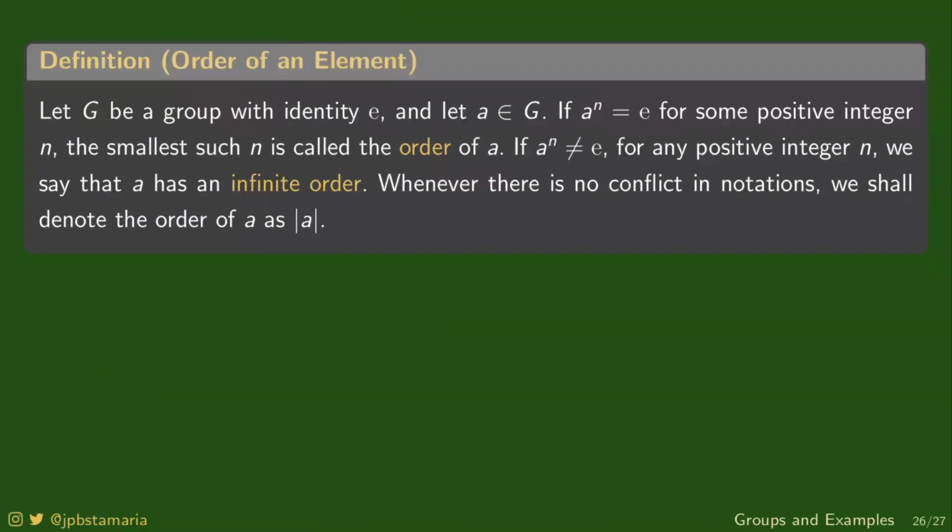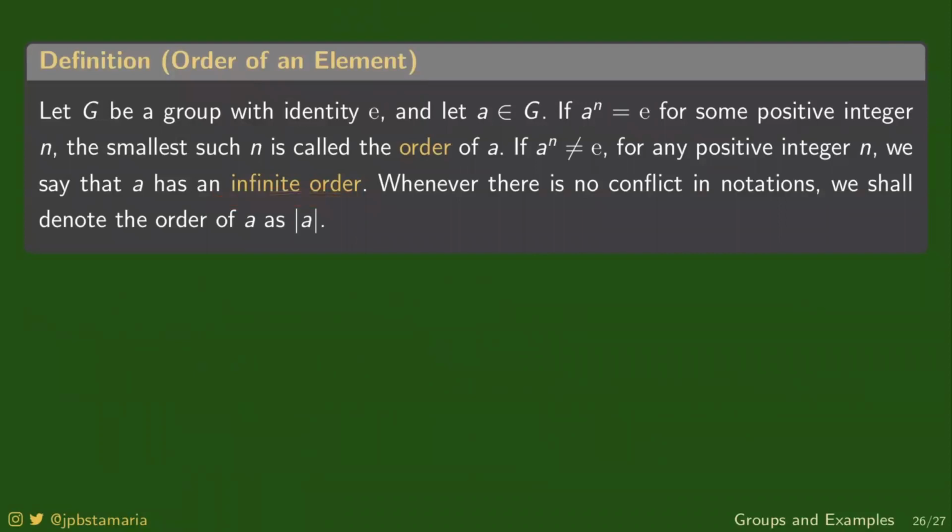Now, it can happen that A to the n, halimbawa, pag real number under multiplication, let's say 2 to the power of n, babalik ba sa 1 yung 2 to the n kahit na anong laki ng n? Diba? 2 times 2 times 2 times 2 times 2. Will you ever get back to 1? Hindi, di ba? Kung hindi mangyayari yun, if A to the n is not E for any positive integer n, we will simply say that A has an infinite order. Okay? Yun yung term na ginagamit natin.